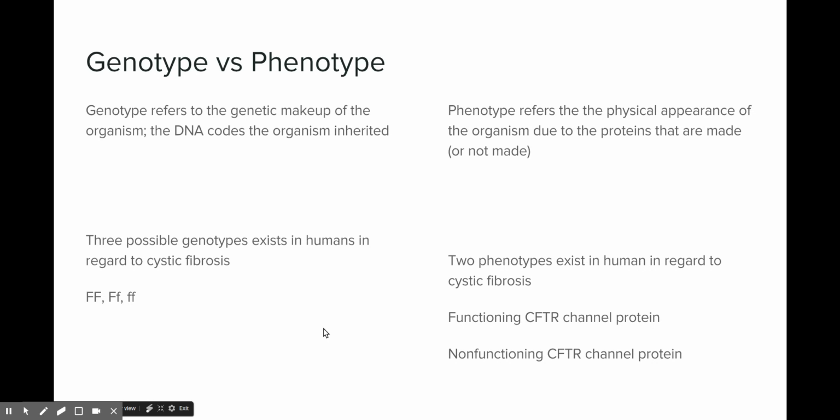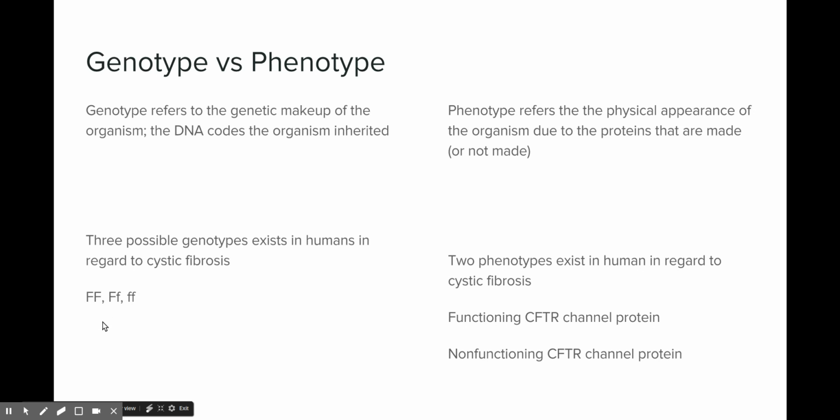There are three possible genotypes that exist in humans in regard to cystic fibrosis. There's what we call the big F, big F genotype. There's the big F, little f genotype. And there's a little f, little f genotype. Now, you may be wondering, why are there two letters for these different genotypes? Well, let me take you back to meiosis. If you remember, in the process of meiosis, we have the separating of DNA and chromosomes in order to form haploid gametes. And then haploid gametes come together at fertilization to give us a diploid zygote.